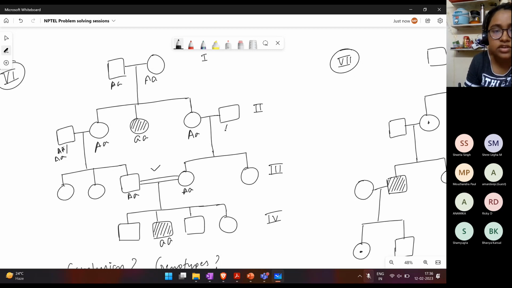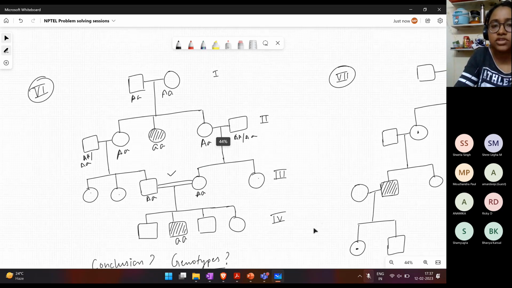And what else? We can't predict the genotype of the boy who married into the family, and because of which we don't know the genotype of this. So after genotyping, I'm able to see that the parents of the affected individuals are usually carriers. See, the father and mother are carrying one copy of the recessive gene, that is the one causing the disorder.